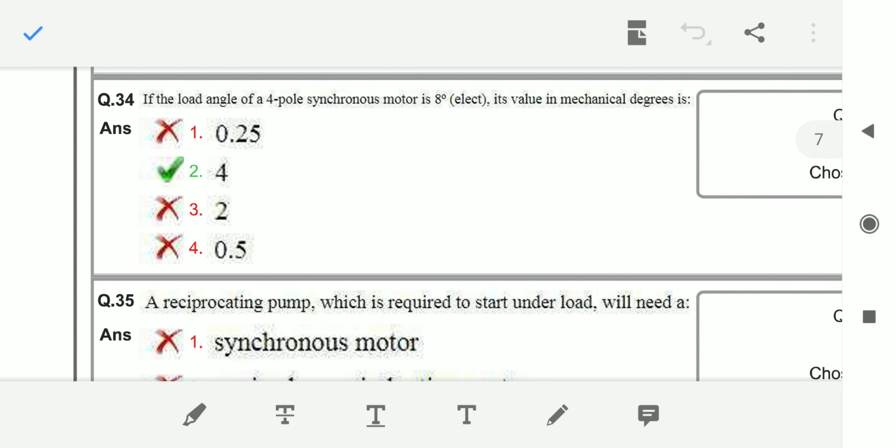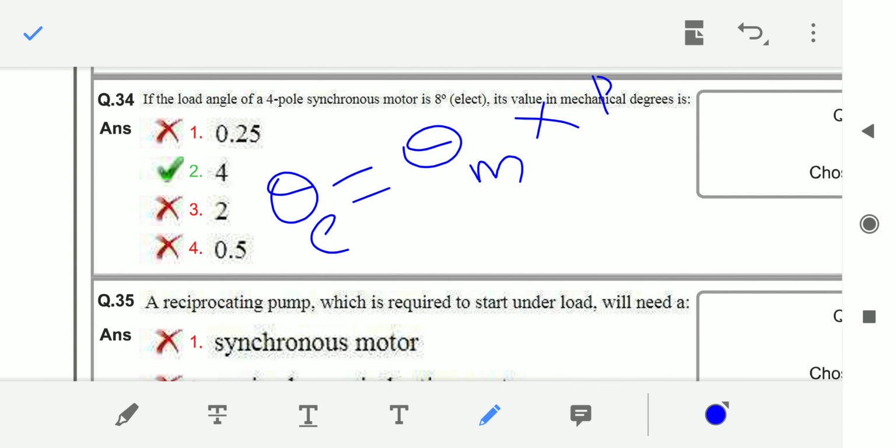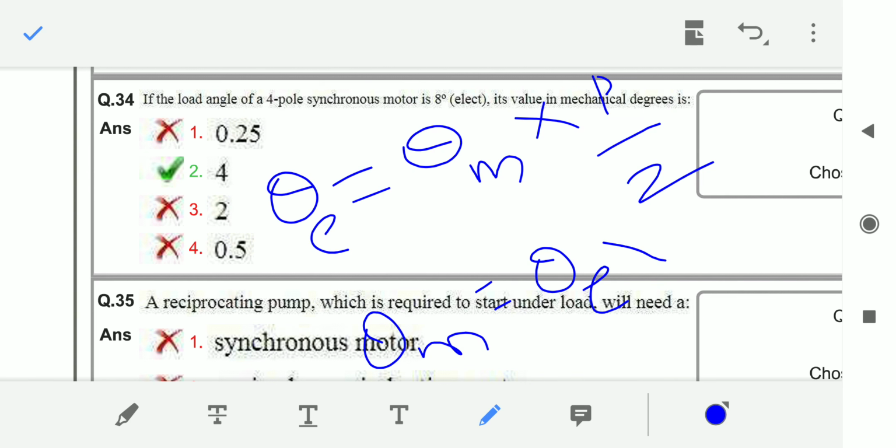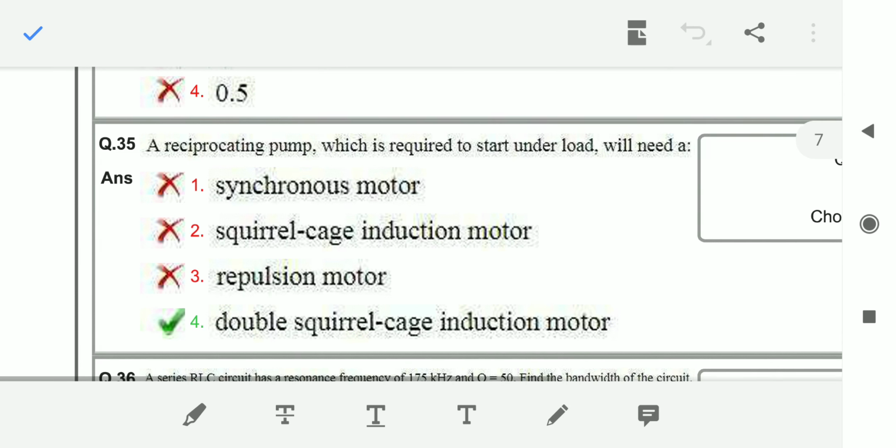If the load angle of the four-pole synchronous motor is 8 degrees electrical, its mechanical degree is equal to what? Okay, so we know that theta electrical is equal to theta mechanical into pair of poles, that is P by 2. So theta mechanical equals theta electrical into 2 by P. That is 8 into 2 by number of poles, which is 4. So 4 ones are 4, twos are 2, 2 twos are 4. The answer is 4 degrees mechanical. Okay, next.